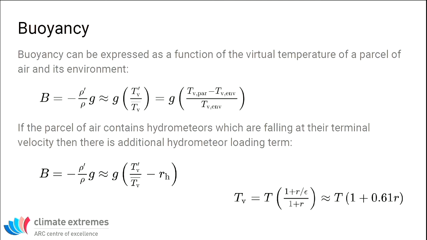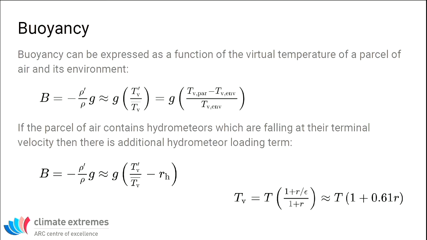Just to clarify, the virtual temperature is just temperature taking into account the fact that when you've got moisture in the air, it makes the air less dense. That's all it is. That's what this equation at the bottom shows. It's just the temperature multiplied by this factor, which includes the mixing ratio.